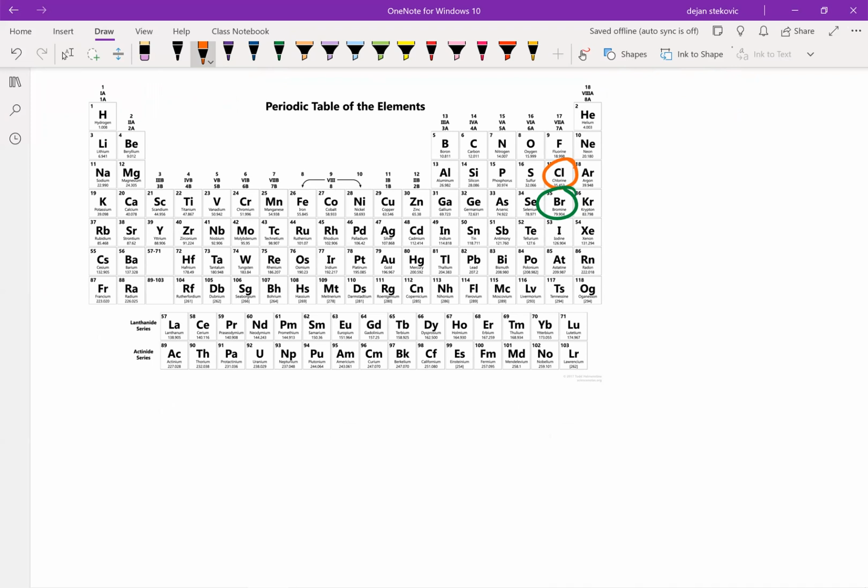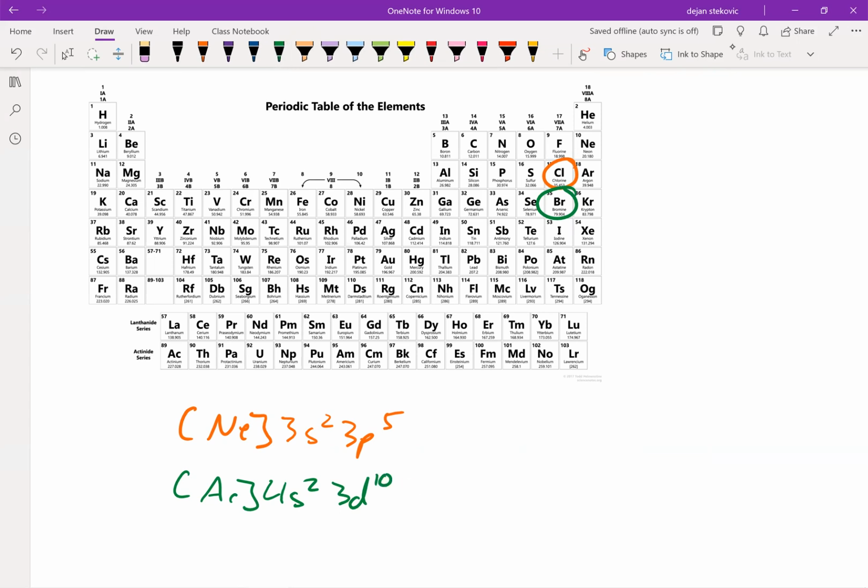So let's go ahead and write out the electron configurations for both. So for chlorine, we can use the noble gas above it, which is neon. And then after that, we get a 3s2 and then a 3p5. For bromine, argon is the noble gas right above it. And then we get 4s2, then 3d10, then 4p5. And so all these are all represented by the noble gas. Those are all core electrons.